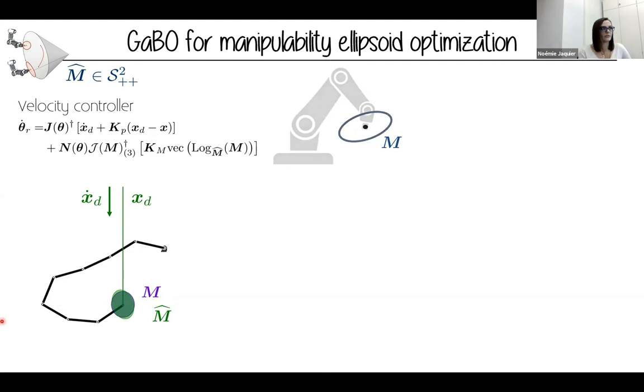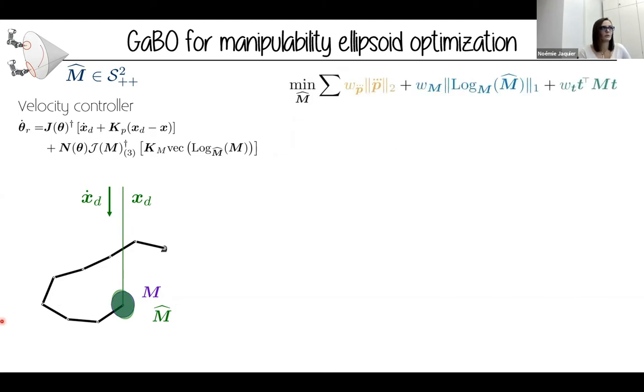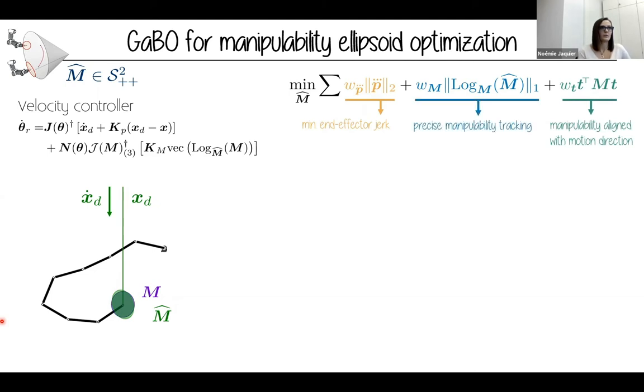So here we have this objective function where we want the robot to achieve this trajectory with low vertical jerk. We want to have a manipulability that aligns with the motion direction. And ideally, we also want a desired manipulability such that it can be tracked by the robot, because if we have a desired manipulability that the robot cannot achieve, it doesn't help us.